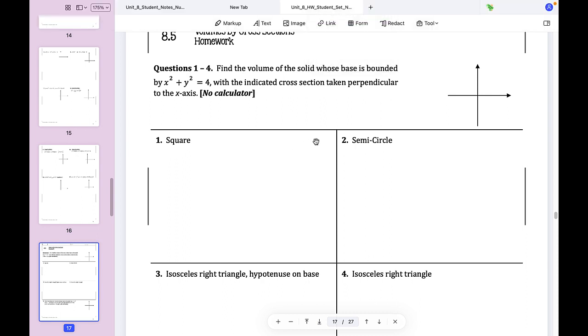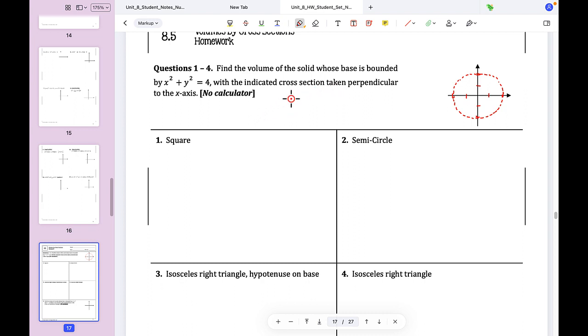So this first question is actually 4 questions based off the same equation. Find the volume of the solid whose base is bounded by this. This is a circle, so we should recognize that as a circle. If we graph that circle, it's got a radius of 2, centered at the origin. Again, forgive me for being pretty clumsy with this. Okay, so there's my circle.